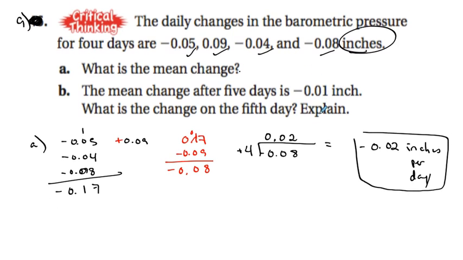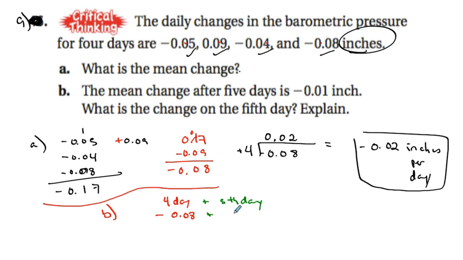What is the change on the 5th day? All right, so we have these 4 days. 1, 2, 3, 4. These 4 days add up to be negative 0.08. This is part B here. And then the 5th day is what's unknown. So we don't know what that 5th day is going to be. So I'm just going to call it X. I'm going to let X equal the 5th day here. And then I'm going to add them together and divide by 5, because now I'll have 5 days and I'll get an average of negative 0.01.